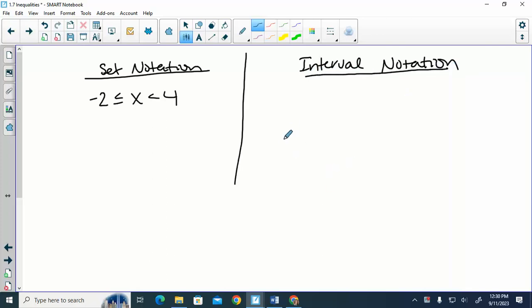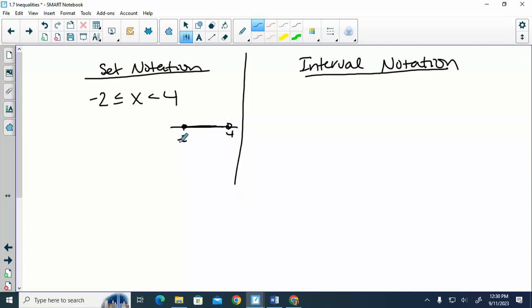Interval notation does not include the variables, so there's no x or y that we'll see in this notation. What we do is we give a starting point and a stopping point. So -2 to 4. If you think about it on a number line, if you were graphing that, you would have had a closed circle at -2, an open circle at 4, and you would have shaded everything in between.